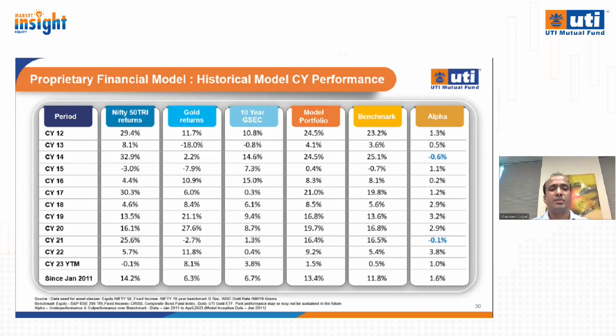Here we have shown performance of the model in the last 11-12 years. So we have mentioned the annual performance of Nifty, Gold, and 10-year GSEC, which are the 3 asset classes that we are using in this particular fund. Then the model portfolio, which is combining equity, gold, and GSEC or bond in different periods.